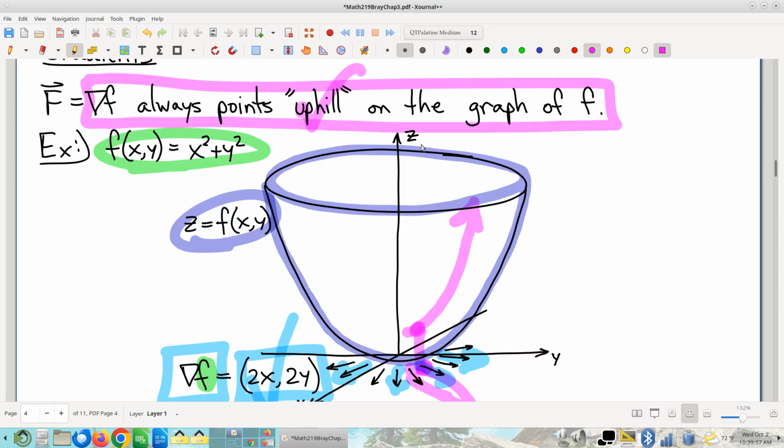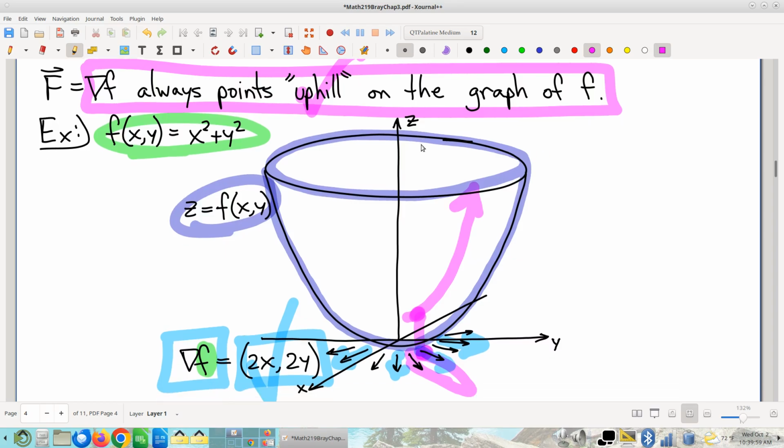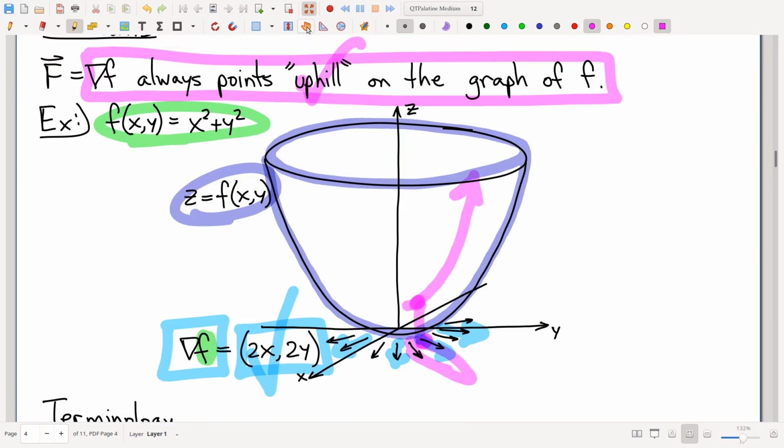Let's see, I wanted to scroll. Oh, and I should be in this mode here. There we go. So yeah, the direction that the gradient points, uphill. And if you go to a different point, same deal. All of these gradient vectors point in the uphill direction for their corresponding points on the graph. Okay, again, old news.